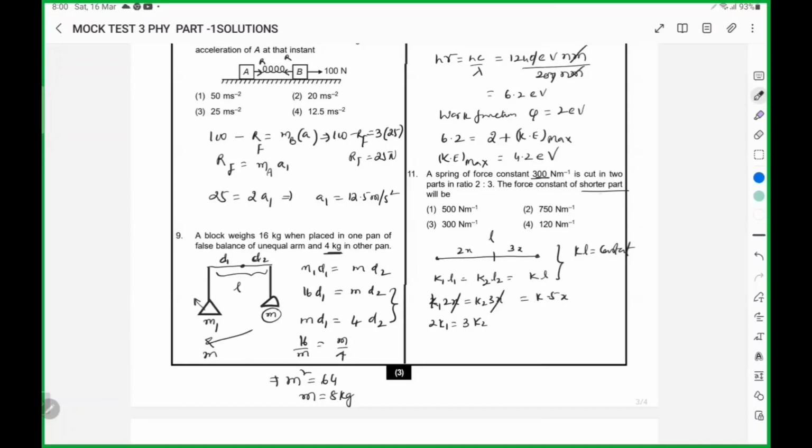So he is asking the force constant of the shorter part. Shorter part means 2x, that is K1 he is asking. So K1 into 2x is K into 5x. So K1 is 5 by 2 into K, where K is 300. So it is 750 newton per meter.